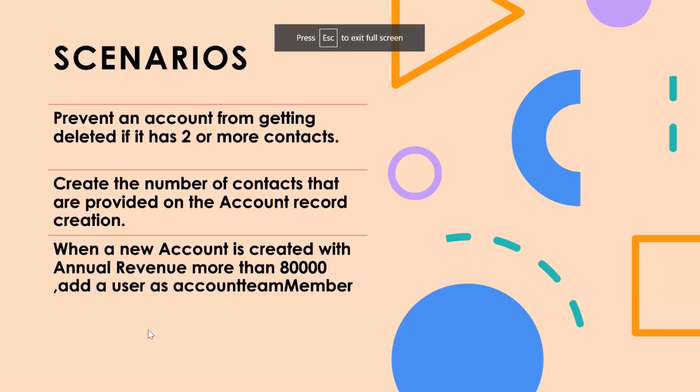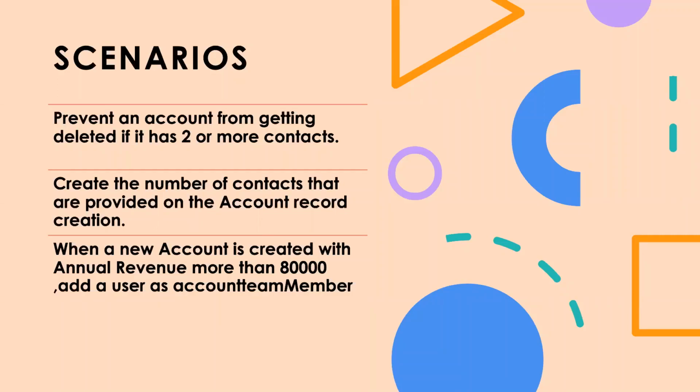So this one is when a new account is created with annual revenue more than 80,000, add a user as account team member. Okay, so account team member or opportunity team member is something where whatever user you add to the team, they also get access to the record, and it depends on what kind of access you're giving to that user. When you're adding them as the team member, you can either give read access or edit access.